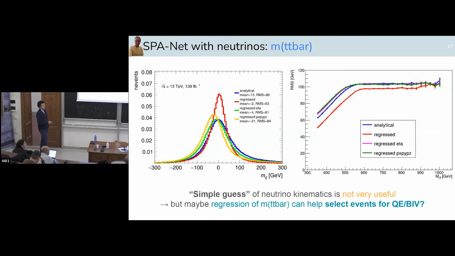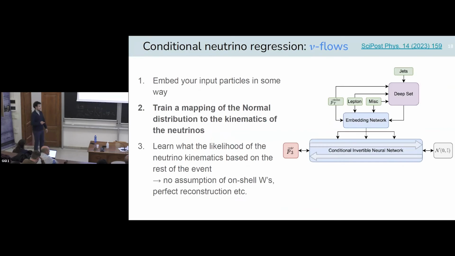This distribution in red is the one you get from SPANet with regression. All the others live here. So you get a nice improvement here. So again, maybe you can use that not to reconstruct the full TT bar system, but just to select events in a more suitable way.